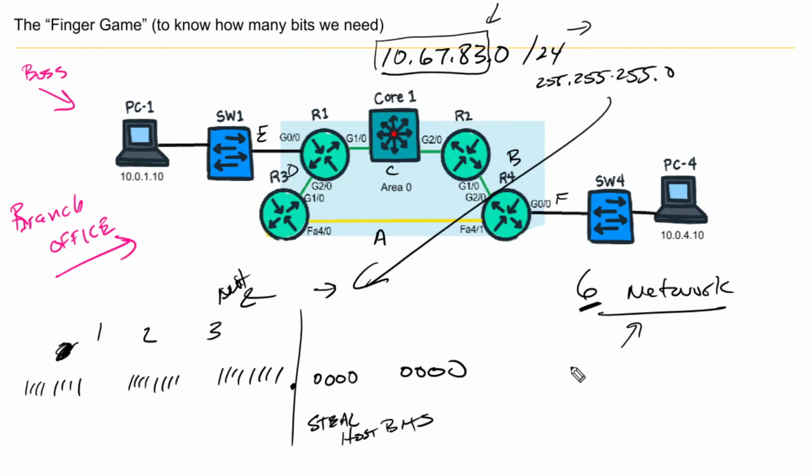Let's imagine we need 14 networks instead. So we've been given one major network. We've been told we need to create 14 networks. My question is, how many bits above and beyond the default or the standard mask here of 24 are we going to need to support 14 networks? And the game is this.